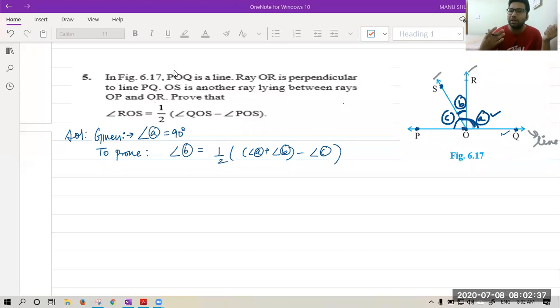So we have to understand what is given to us. We have to interpret it in our terms. Given to us was only one thing, that this ray OR is perpendicular to PQ. And from my side I understood that angle A is 90 degrees and angle B plus C is also 90 degrees. After that, let me write given here also. So angle B plus angle C is also 90 degrees. This is also given to us in an indirect way, we can say.